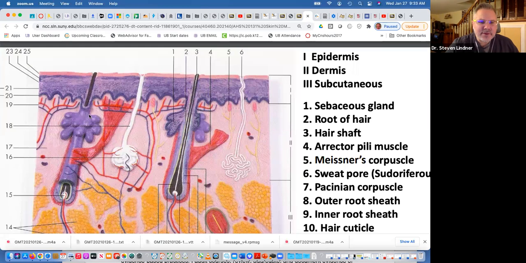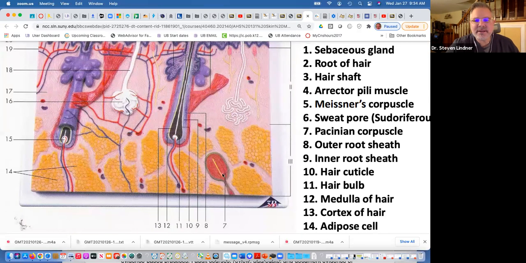Within that dermis, we have the hair shaft. You have your oil gland, which is your sebaceous gland. You have the erector pili muscle attaching to it. You have your sweat gland. That's the sudoriferous gland. That's your sweat duct and your sweat pore. You have your tactile receptor up here, which is your Meissner's corpuscle. That's for light touch. But down here at the bottom is your Pacinian corpuscle. That's for deep pressure. And in the subcutaneous, there's lots of blood vessels down here. That is your adipocytes or fat cells.